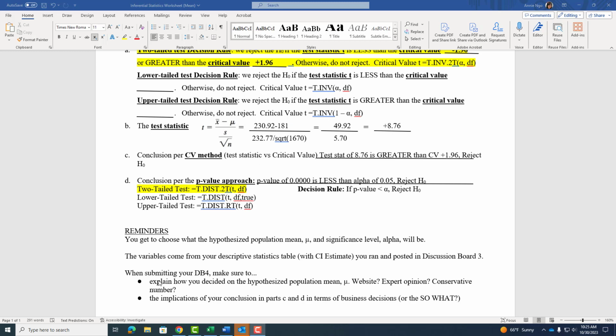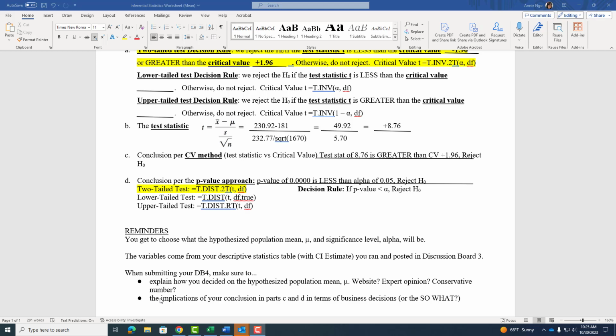Now, just some reminders. When you are submitting your discussion board 4, sure, you've done all this great math. You need to make sure to explain a couple things. Explain how you decided on that hypothesized population mean. For me, it was a website, but it could be expert opinion. Maybe you are an expert in that city and you know what the typical prices are, so you can offer that. You can also offer a conservative number. Maybe you're wanting a particular budget of people and you know what that number looks like. So you just have to be able to explain it.